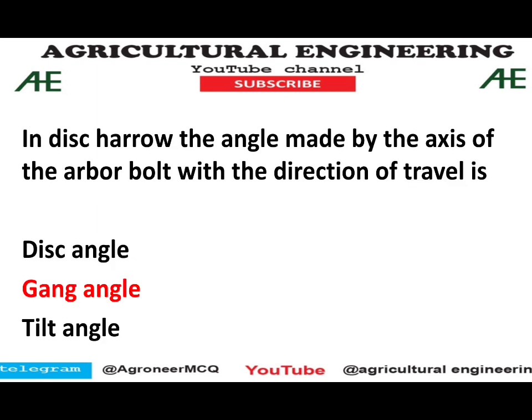In disc harrow, the angle made by the axis of the arbor bolt with the direction of travel is called gang angle. Disc angle and tilt angle are related to MB plow. Please remember the value of disc angle and tilt angle.